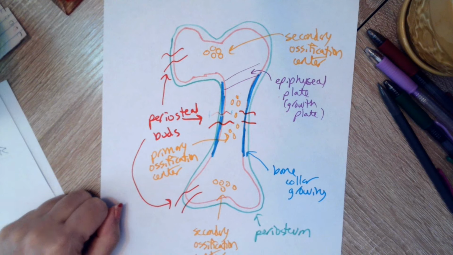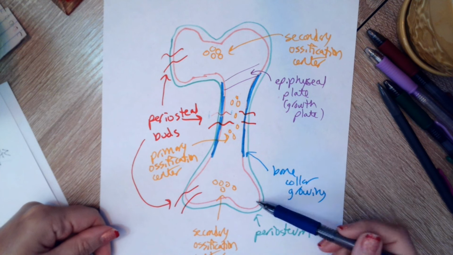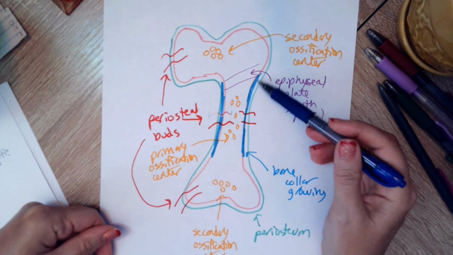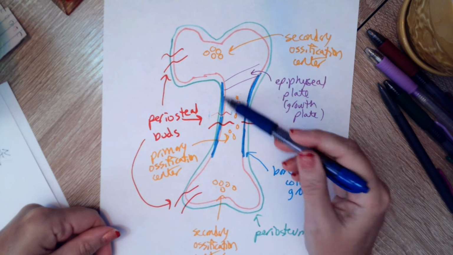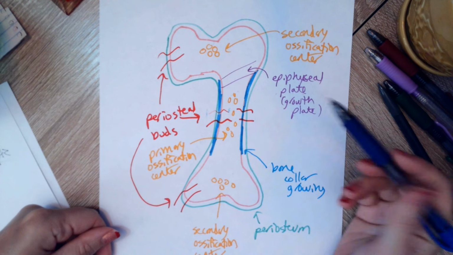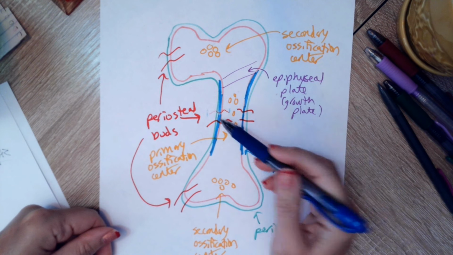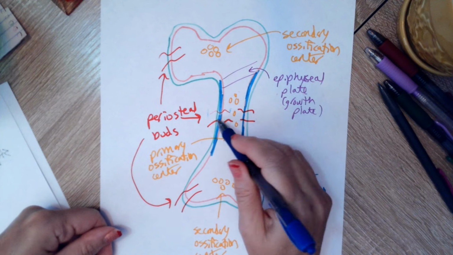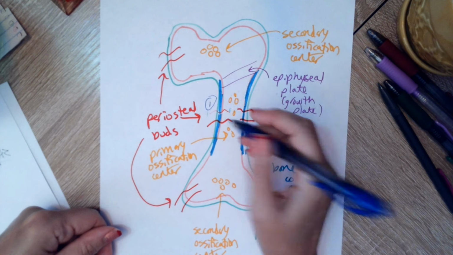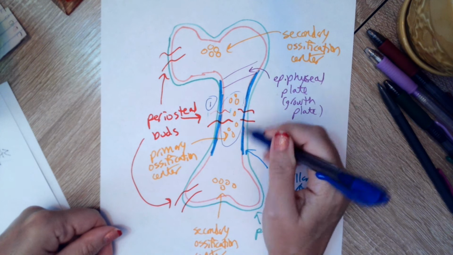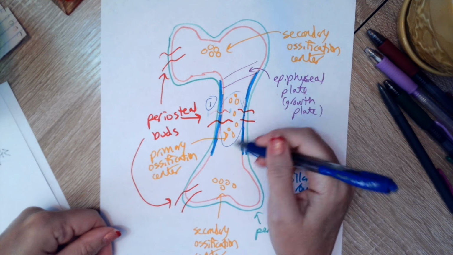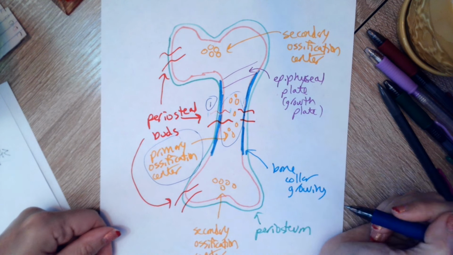So here's our situation now. We have a periosteum now. It's not a perichondrium anymore. The bone collar is continuing to grow all the way around, and we'll have our periosteal buds now, so just blood vessels growing in. First, so let's put a 1 here, they grow into the diaphysis, so the shaft of the bone, and they form the primary ossification center there.